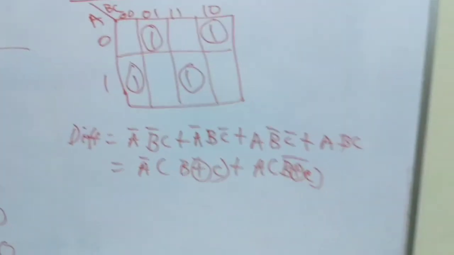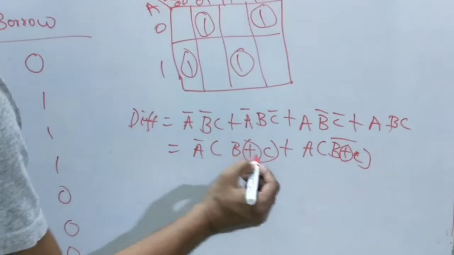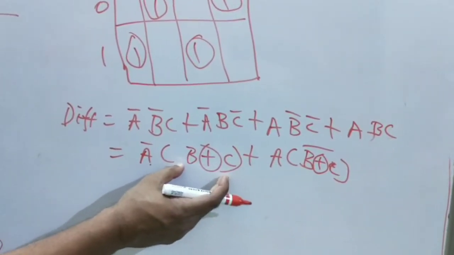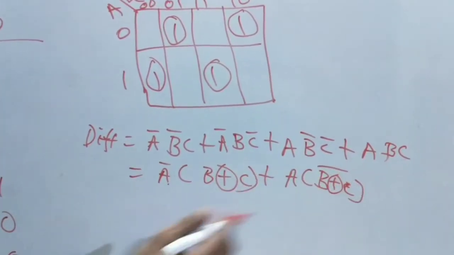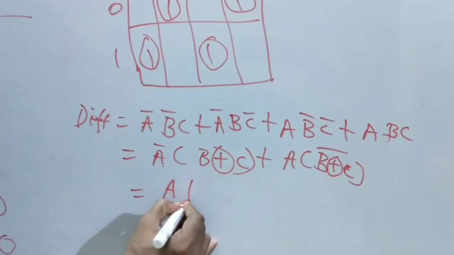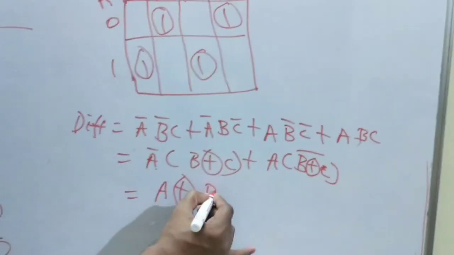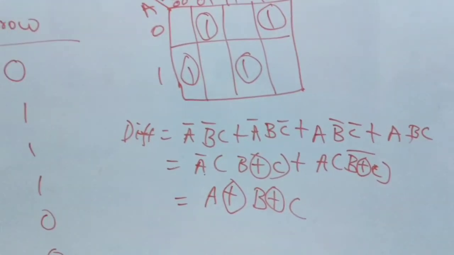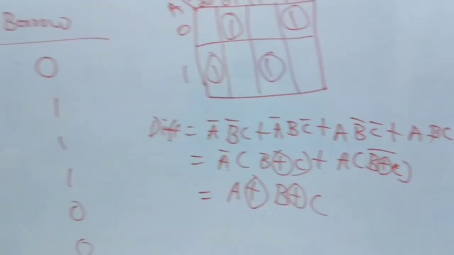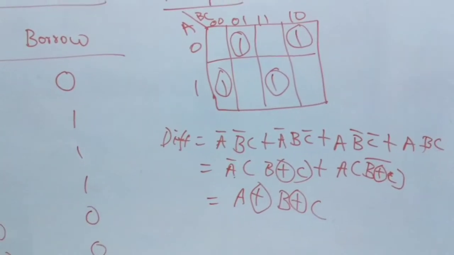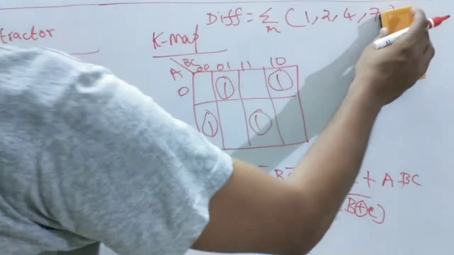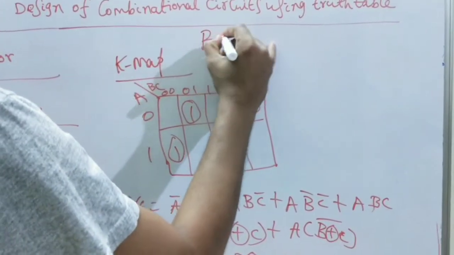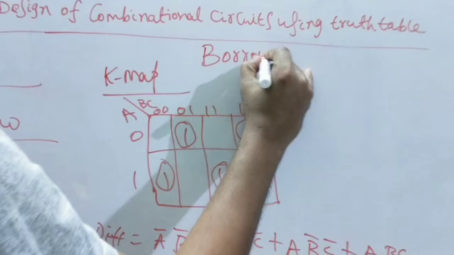Now you can see here it is also in the form of A dash B plus A B dash. In the place of B we have B XOR C, right? So it is in the form of A dash B plus A B dash. So we can write A XOR B. In place of B we have B XOR C. So the difference expression is A XOR B XOR C. Okay. Now we'll find the expression for borrow. You can remember easily the difference expression, that is XOR expression only.